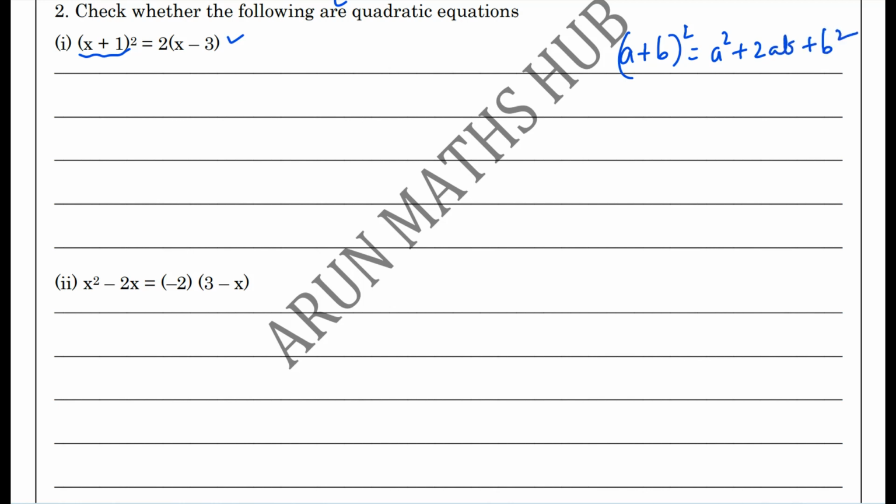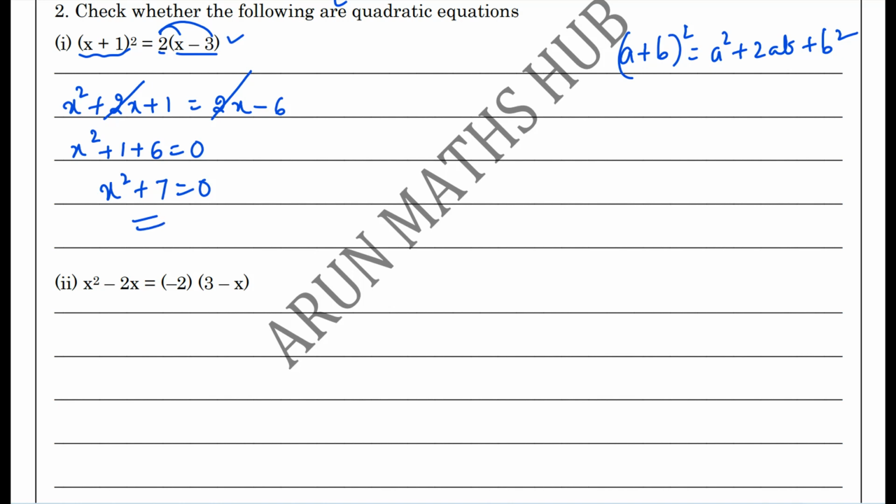Now I can write x plus 1 whole square as x square plus 2ab, that is 2 into x into 1 is 2x, plus 1 square is 1. On the right side, it is a monomial binomial multiplication: 2 into x is 2x, and 2 into minus 3, that is minus 6, so minus into minus gives plus 6. Now shift all the terms to LHS. What does it become? Plus 2x and plus 2x on LHS and RHS, same sign, the terms will be cancelled. Now x square plus 1 minus 6, after shifting, becomes plus 6 equals 0. Now x square plus 1 plus 6 equals 7, that is x square plus 7.